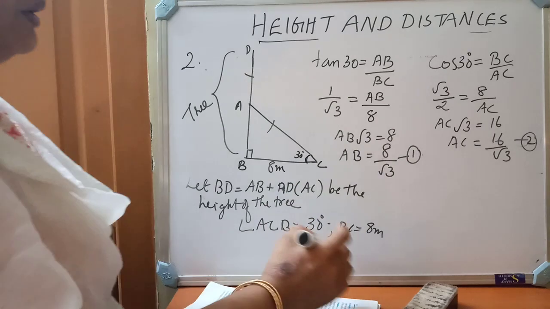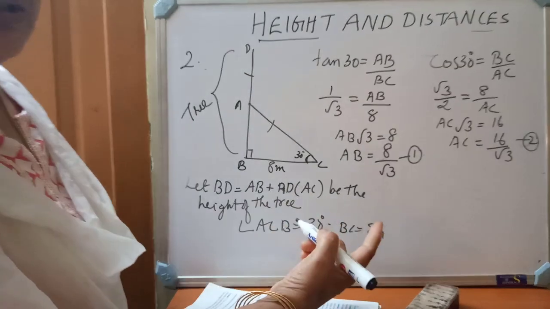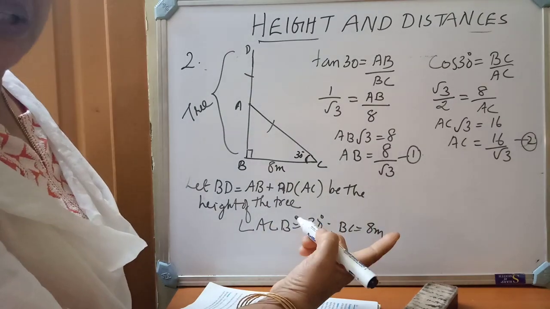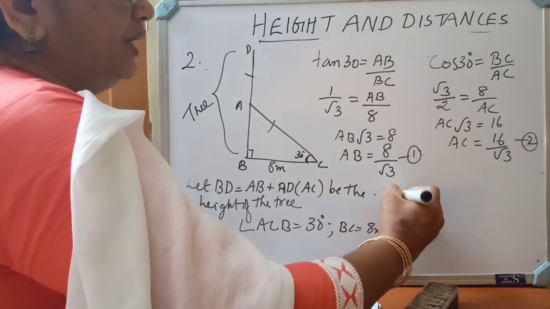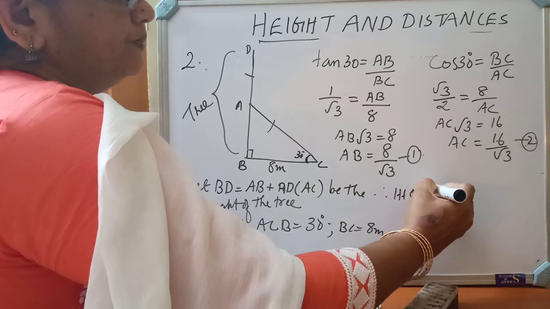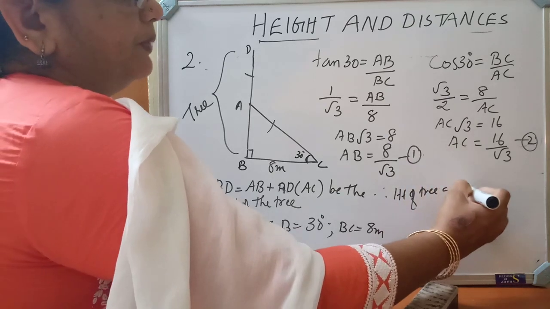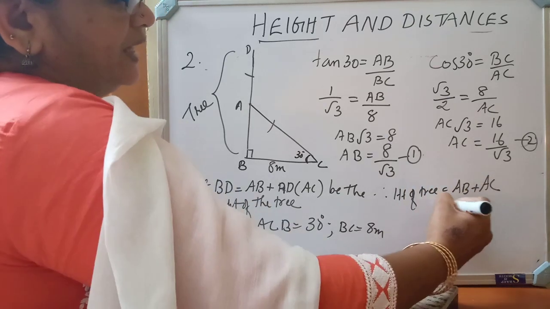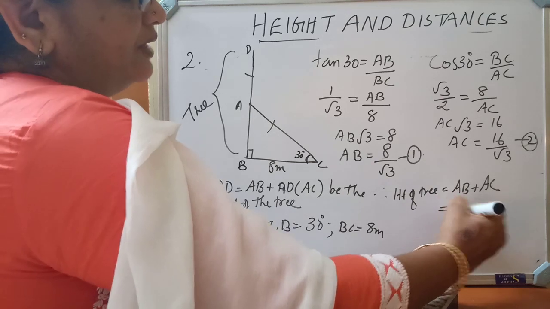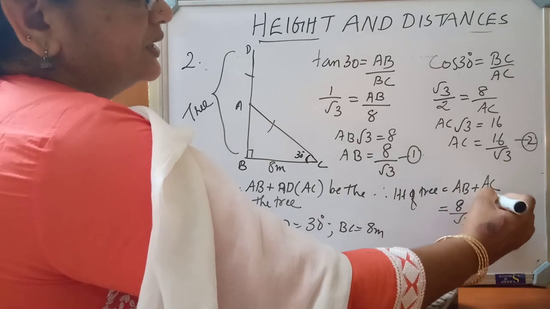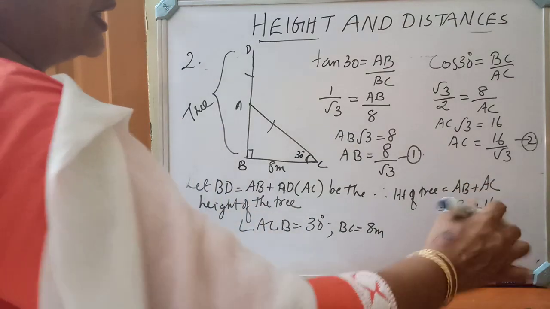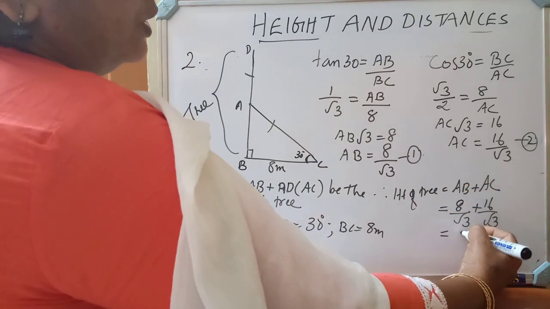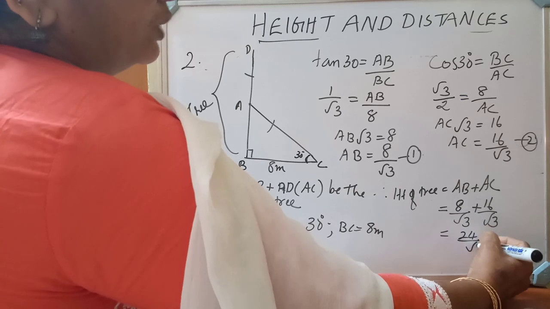So we got the value of AB and AC. So what is the height of the tree? AB plus AC is the height of the tree, isn't it? Therefore, height of tree is equal to AB plus AC, that is equal to 8 divided by root 3 plus 16 divided by root 3. 16 plus 8 is what, children? 24. 24 divided by root 3.